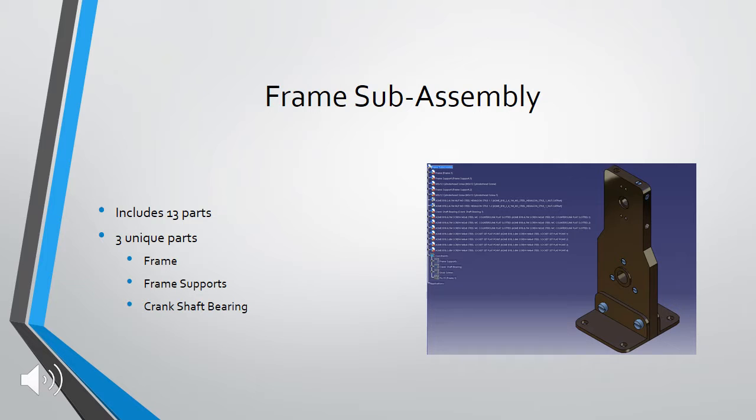The last and final subassembly is the frame subassembly. This subassembly includes 13 parts and holds 3 unique parts: the frame, supports, and the crankshaft bearing. This subassembly was not presented like the other subassemblies. It was not given to us by the drawings. We created this subassembly because it holds so many different screws and is kind of the basis of the whole part.